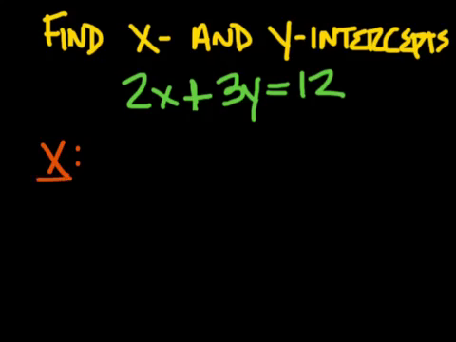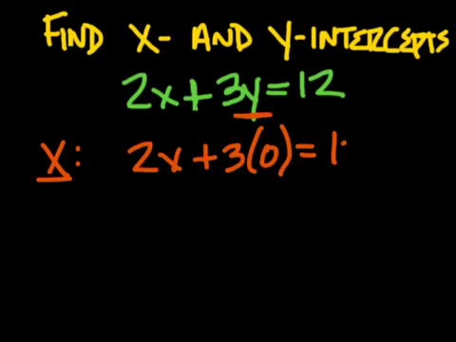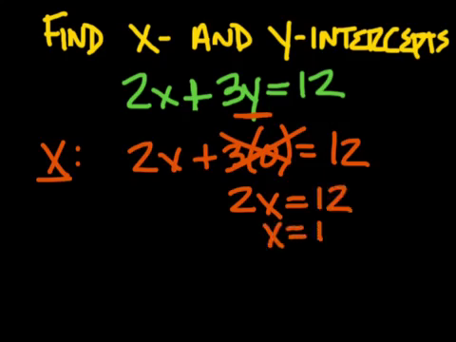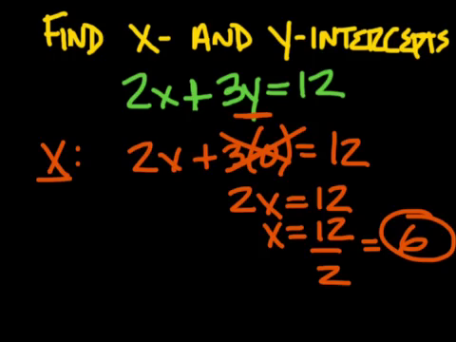I'm finding the x-intercept, so I put a 0 where? By the 3, yes. You plug it in for y. So you have 2x plus 3 times 0. What happens to 3 times 0? Cancels out. We're left with 2x equals 12. So 12 divided by 2 is what? 6. So 6 is your x-intercept. Any questions about how we found that?